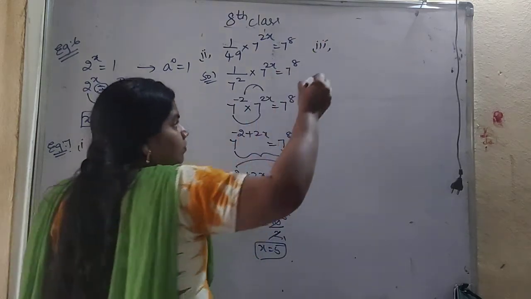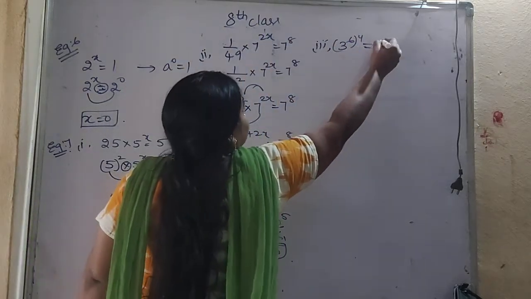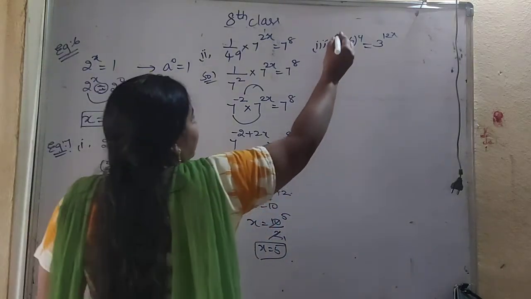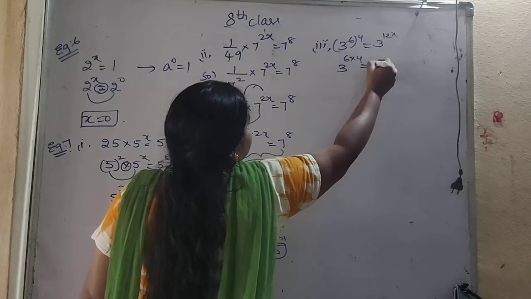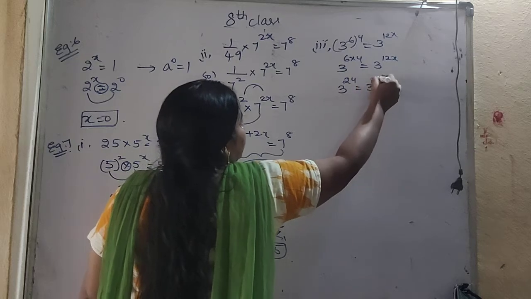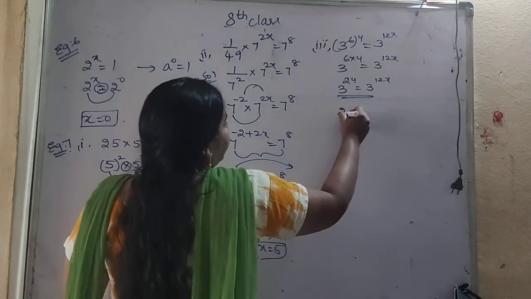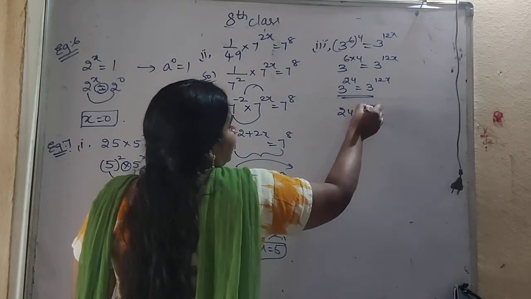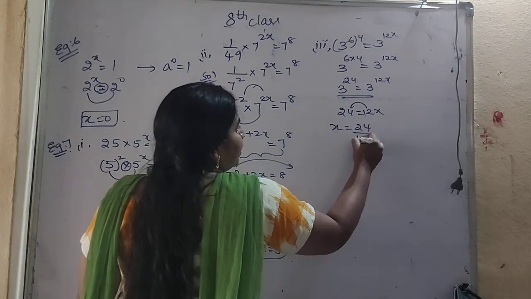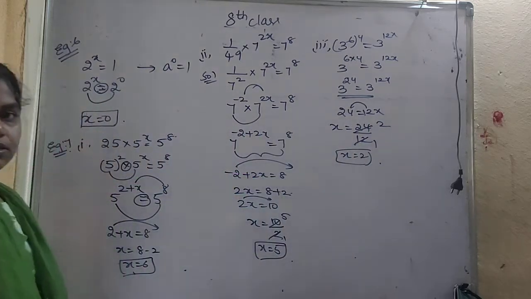Third one is 3 power 6 whole power 4 is equal to 3 power 12x. 6 fours are 24, so we multiply the powers. 3 power 6 into 4 is equal to 3 power 12x, so 3 power 24 is equal to 3 power 12x. Here we are using the last formula, we have to equate the powers. 24 is equal to 12x. I am transposing 12 to the other side, it becomes division. So x is equal to 24 by 12. 12 twos are 24. So the x value is 2, that is our answer.